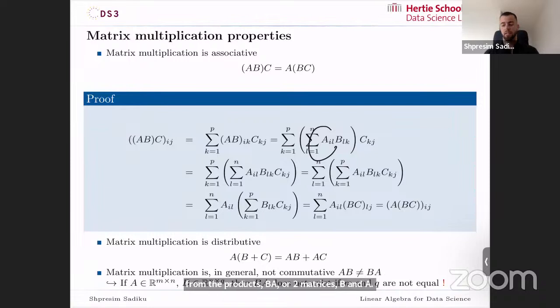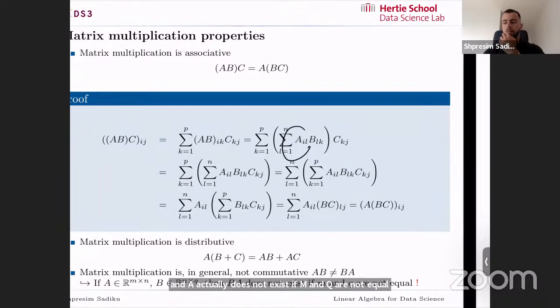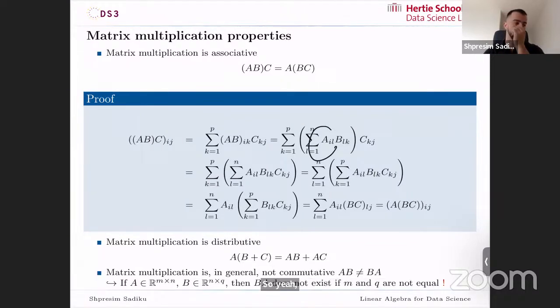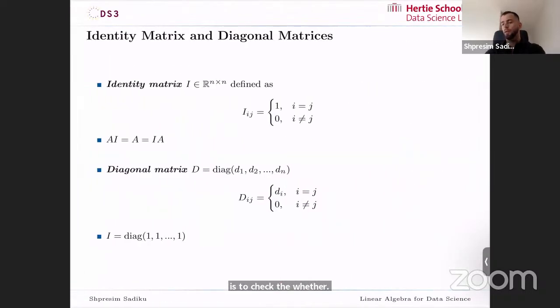This is actually easy to see, because if A is a matrix in R^(m×n) and B is a matrix in R^(n×q), then the product between the matrices B and A does not exist if m and q are not equal. So every time you have to do matrix multiplication, the first thing that needs to be done is to check whether the dimensions agree.